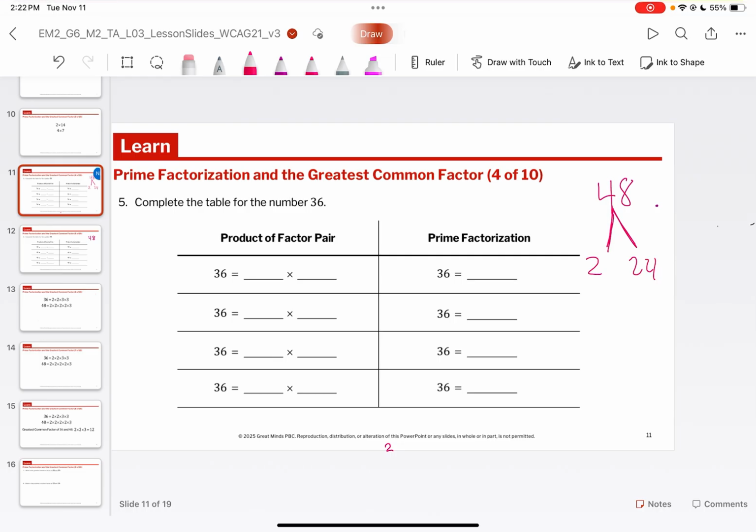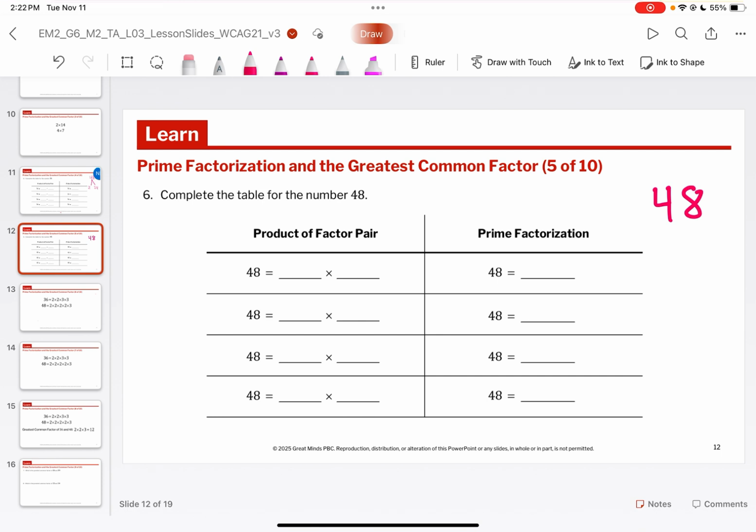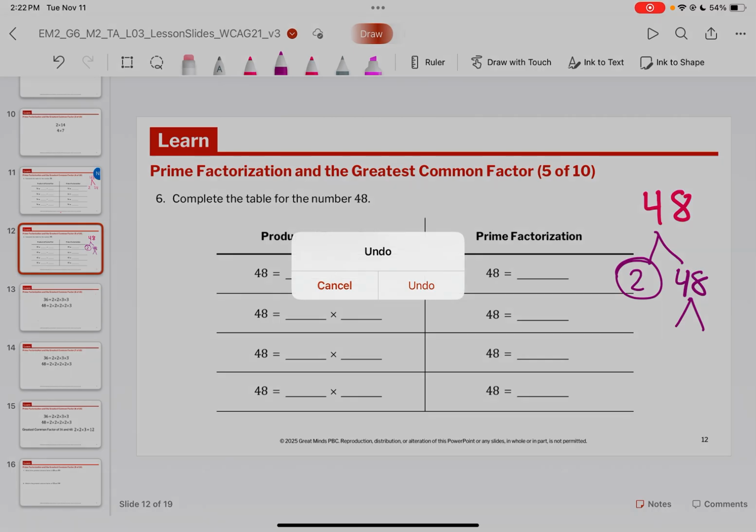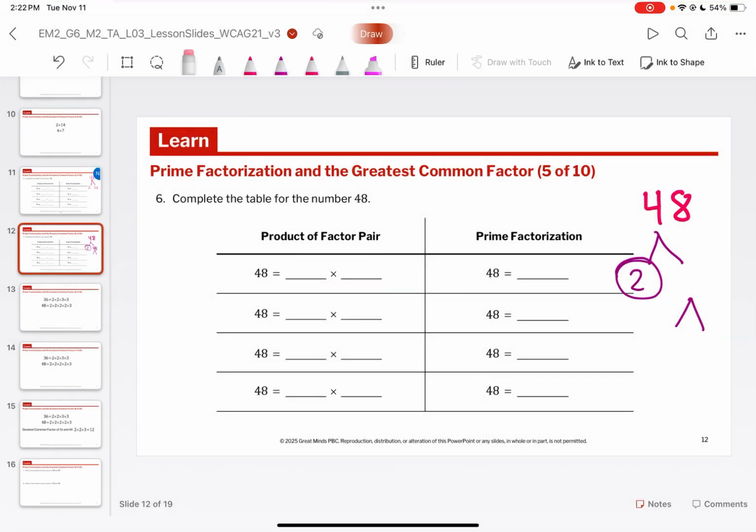Is 2 a prime number? Yes. Is 48 a prime number? Do you think it's going to have multiple factors? Oh, I'm sorry. 2 and what? 24. Okay, come on. Put it down. Is 24 a prime number?